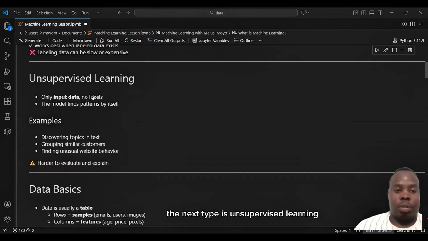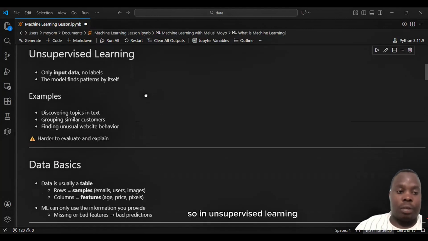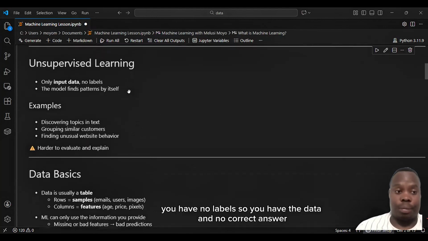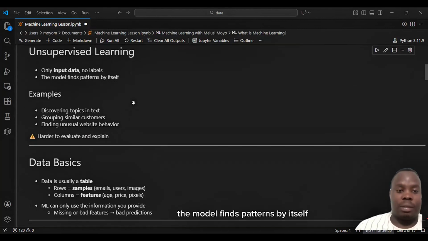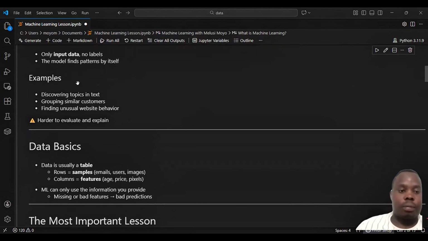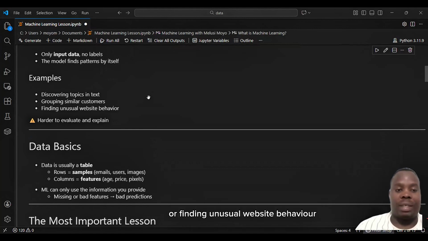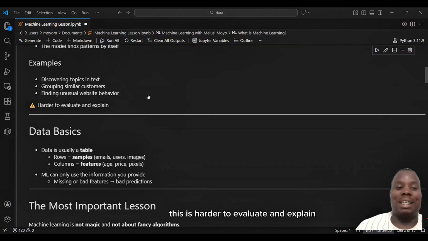The next type is unsupervised learning. So in unsupervised learning, you only have the input data. You have no labels. So you have the data and no correct answer. The model finds patterns by itself. An example is discovering topics in text, or grouping similar customers, or finding unusual website behavior. This is harder to evaluate and explain.